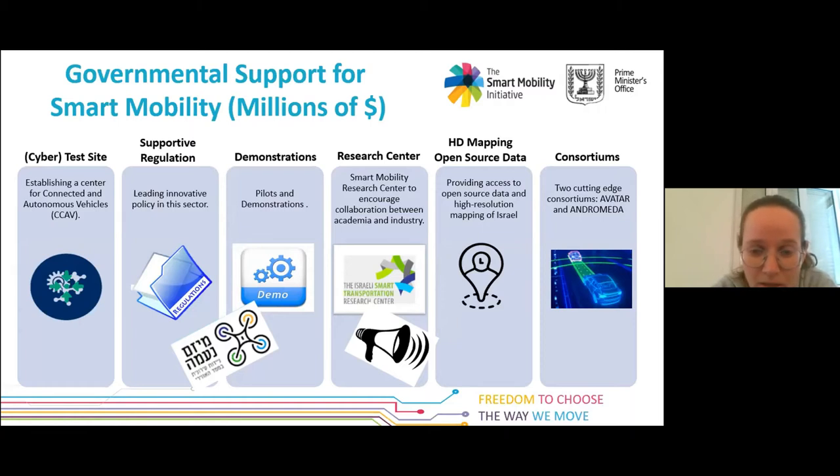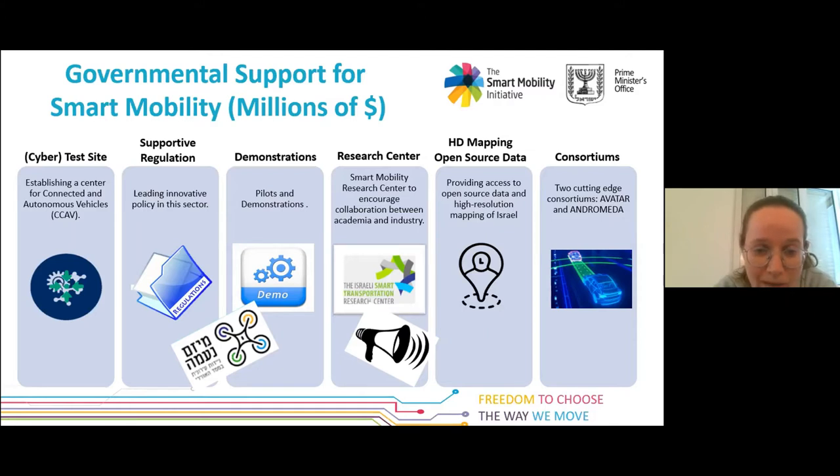Generally speaking, and not in any particular order, we have a pilot and demonstrations program which currently supports about 60 pilots. We have created two cutting edge consortiums, Avatar and Andromeda, which are tackling technological challenges of the autonomous dream. I hope you know what a consortium is. It's when we put together academia and industry, and it's supported with quite a large budget by the government, tens of millions of shekels over a few years' time. If you need more information about any one of these, you can ask Tria, who I hope you all know from the center, and she'd be happy to give you more information.